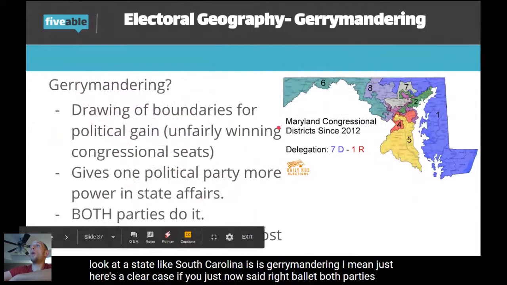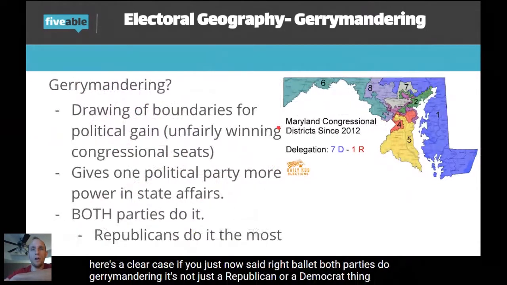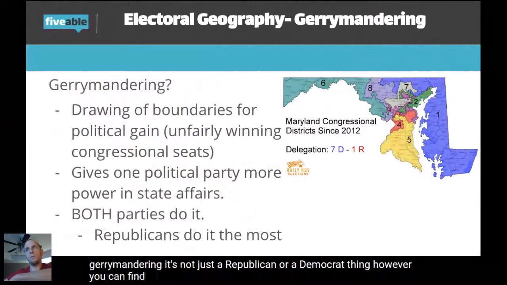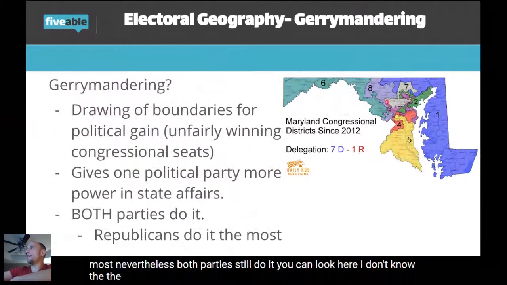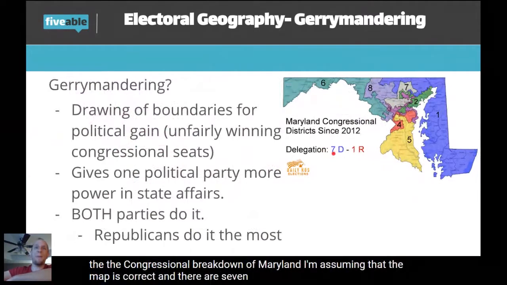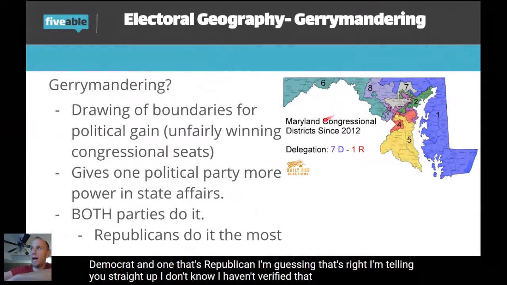By the way, both parties do gerrymandering. It's not just a Republican or a Democrat thing. However, you can find evidence to support possibly that Republicans do it the most. Nevertheless, both parties still do it. You can look here. I don't know the congressional breakdown of Maryland. I'm assuming that the map is correct and that there are 7 congressional districts that are Democrat and 1 that's Republican. I'm guessing that's right. I'm telling you straight up, I don't know. I haven't verified that.